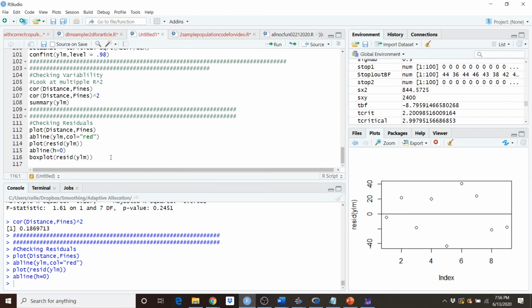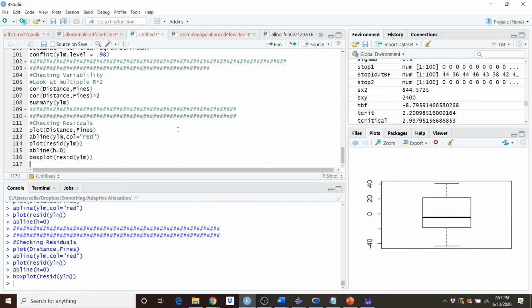But how about outliers? Do we have any outliers in our plots? Now let's take a box plot of our values. And notice there are no outliers in our box plot. And so this does look like it's going to be a good line.